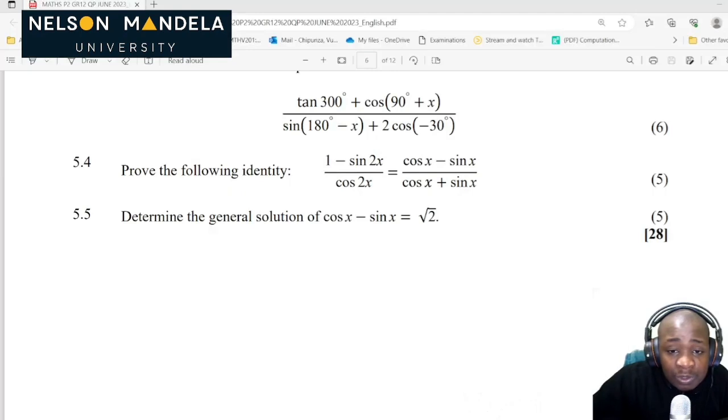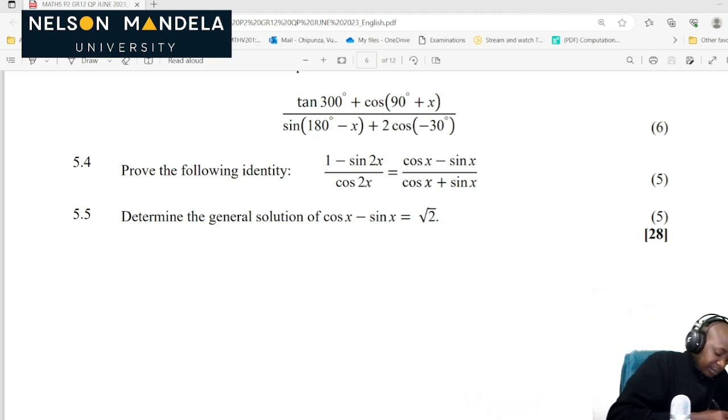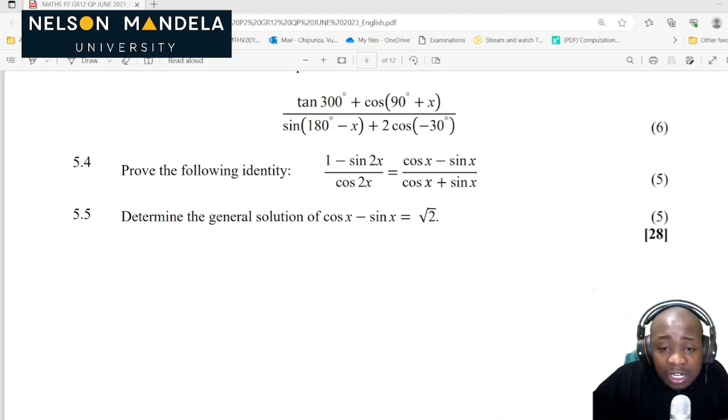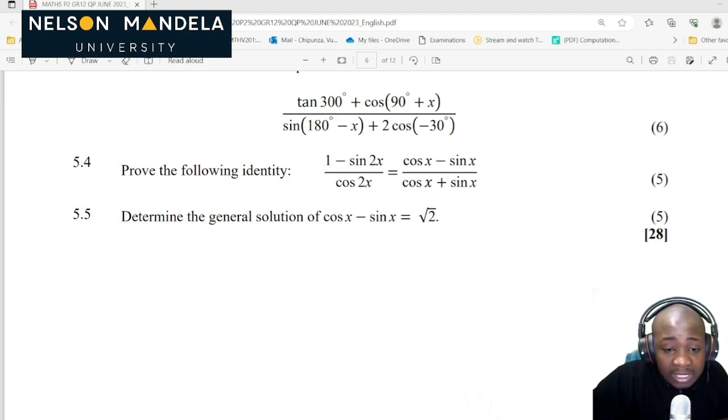Now let's move on to the last question so that we can have our 28 marks. Wow. 5.5. Determine the general solution of cos x minus sin x equals root 2. That's easy. So we're given cos of x minus sin x is equal to root 2, and they say determine the general solution for that. That's approximately 5 marks only.